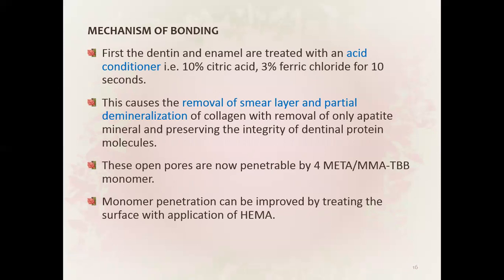So, what we have done is, first we have treated the dentin and amalgam with acid conditioner so that it removes the smear layer and partial demineralization happens. Then we have got open pores because of the removal of smear layer. These can be penetrated by 4-META. Monomer penetration can also be improved by treating the surface with the application of HEMA.